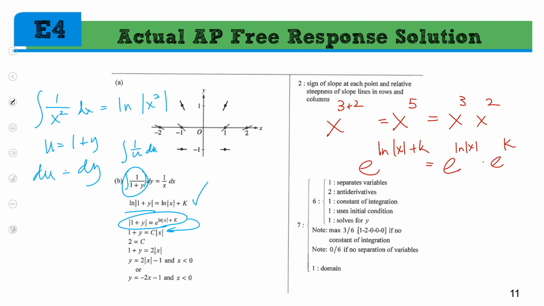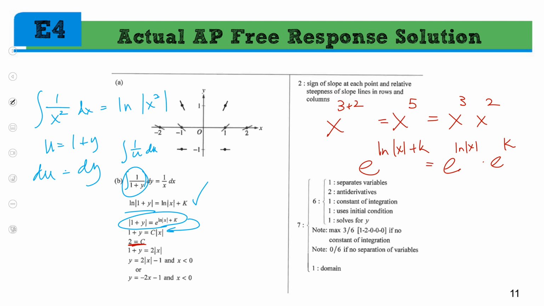e raised to a constant is just a constant. That's how they get from the circled step down to the next step. I also assume that you realize that e to the natural log of x is just the absolute value of x, because the e cancels out the natural log. Solving this equation, we get our final value of c being 2. Solve for y, and you get your two answers there.